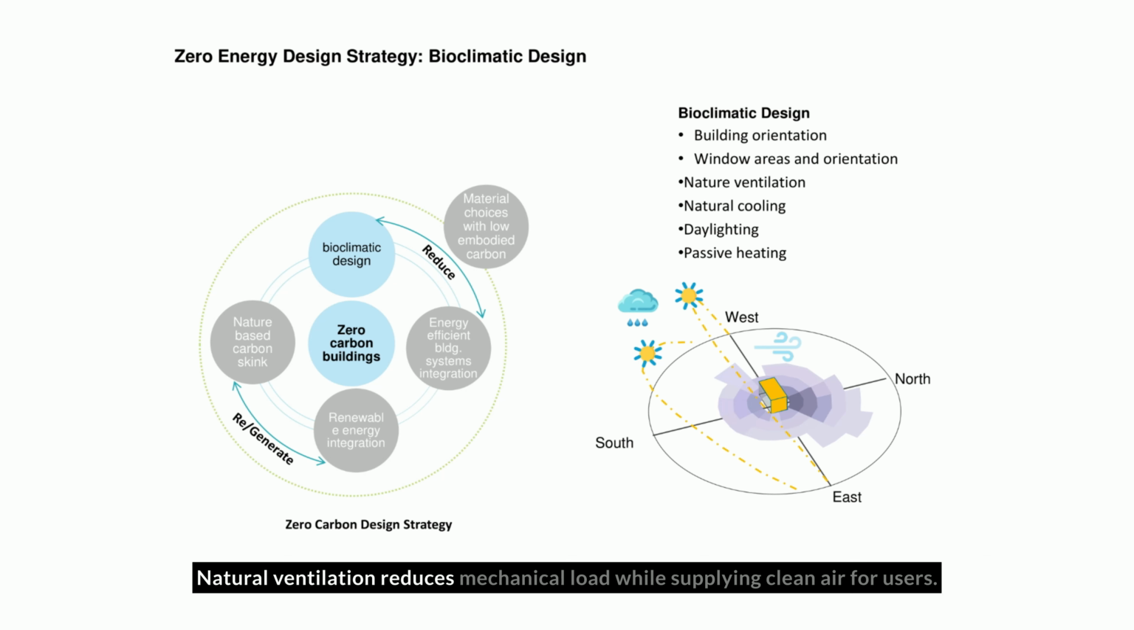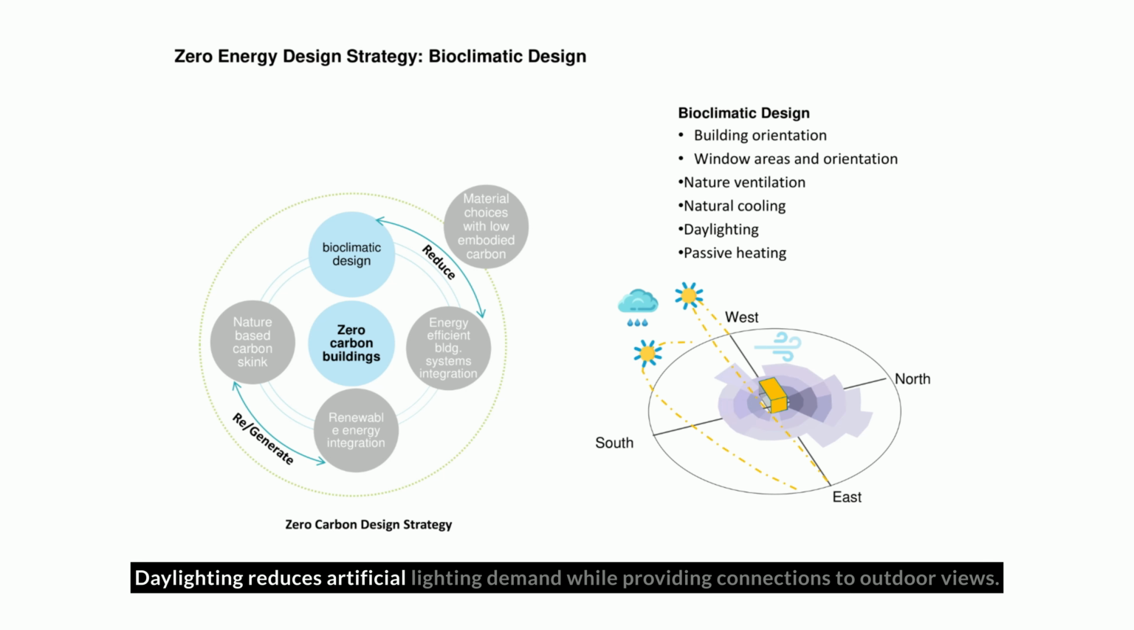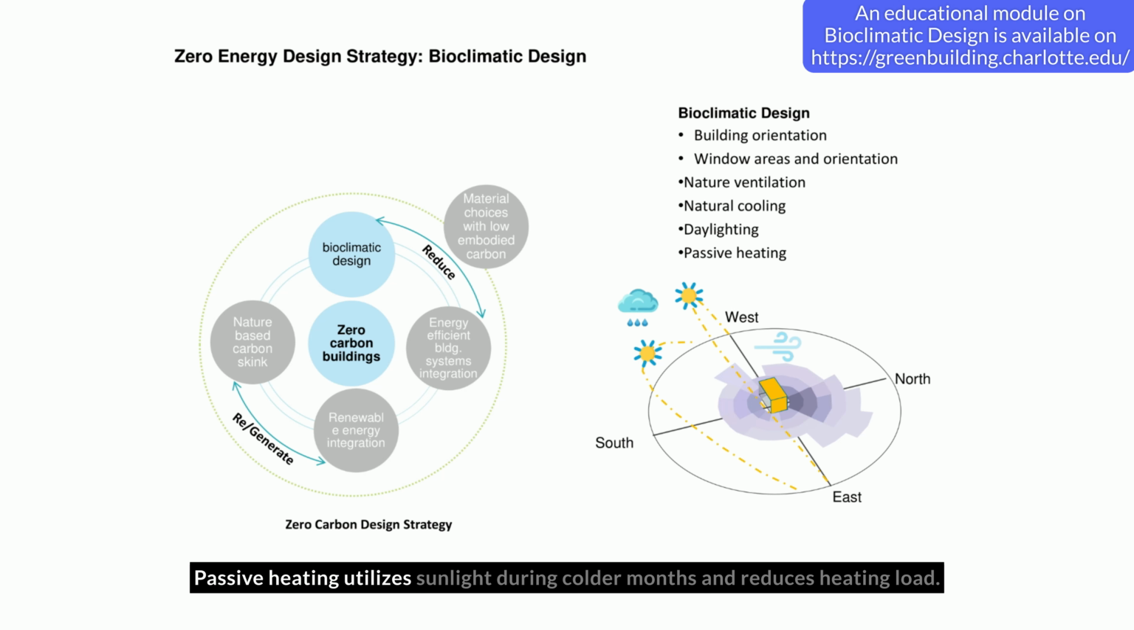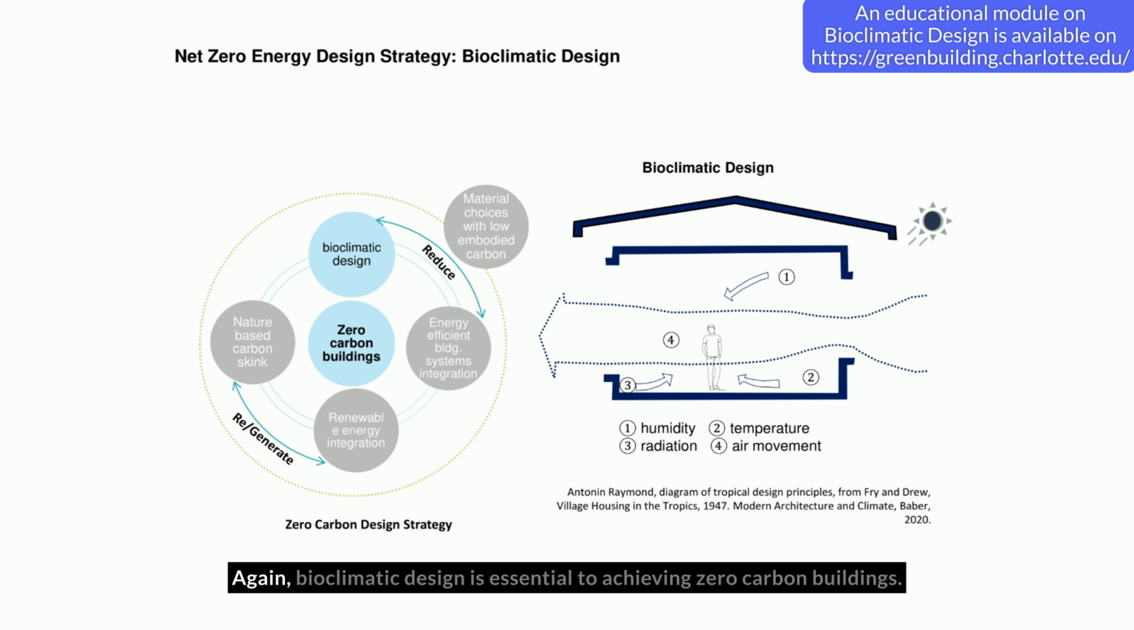Natural ventilation reduces mechanical load while supplying clean air for users. Daylighting reduces artificial lighting demand while providing connections to outdoor views. Passive heating utilizes sunlight during colder months and reduces heating load. Bioclimatic design connects these principles to the reduce framework. Again, bioclimatic design is essential to achieving zero carbon buildings.